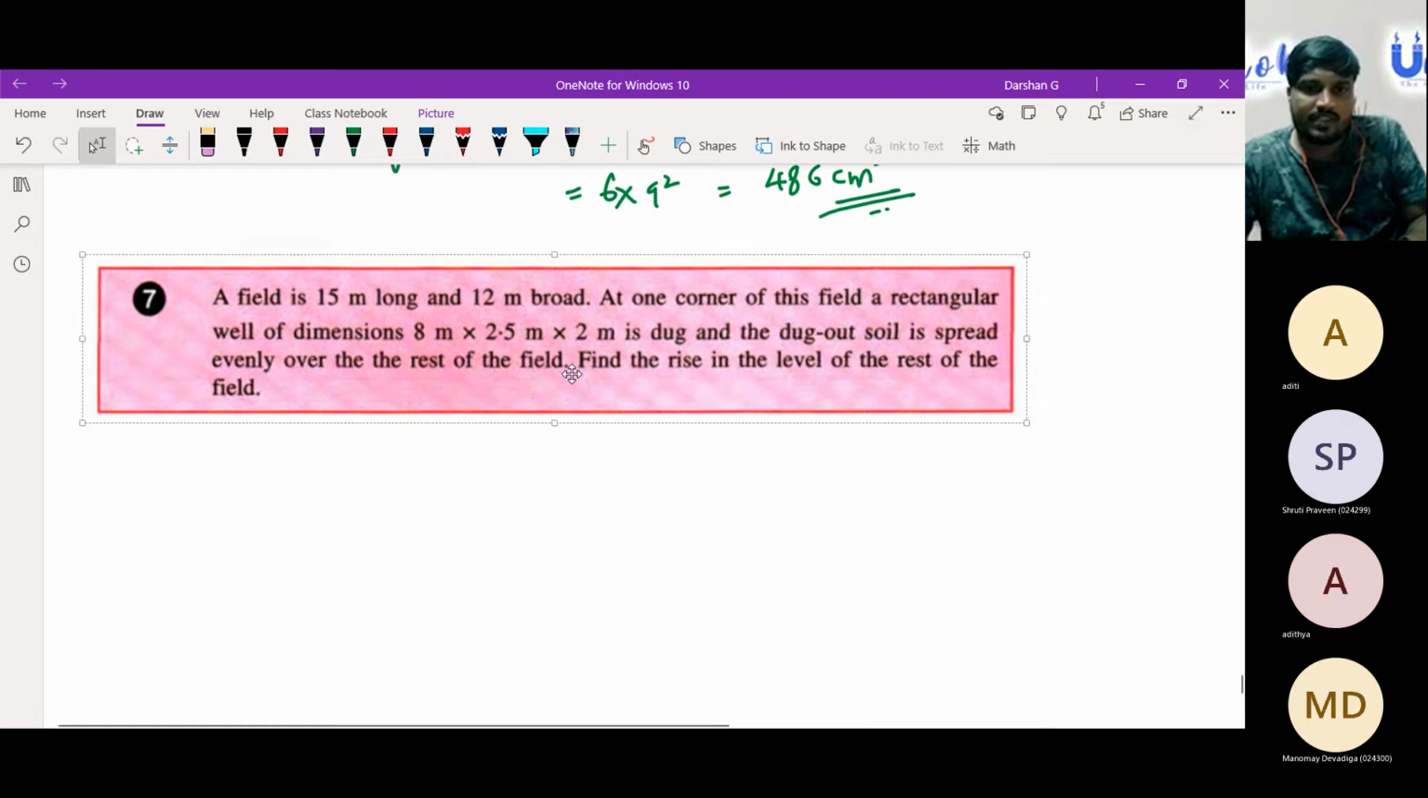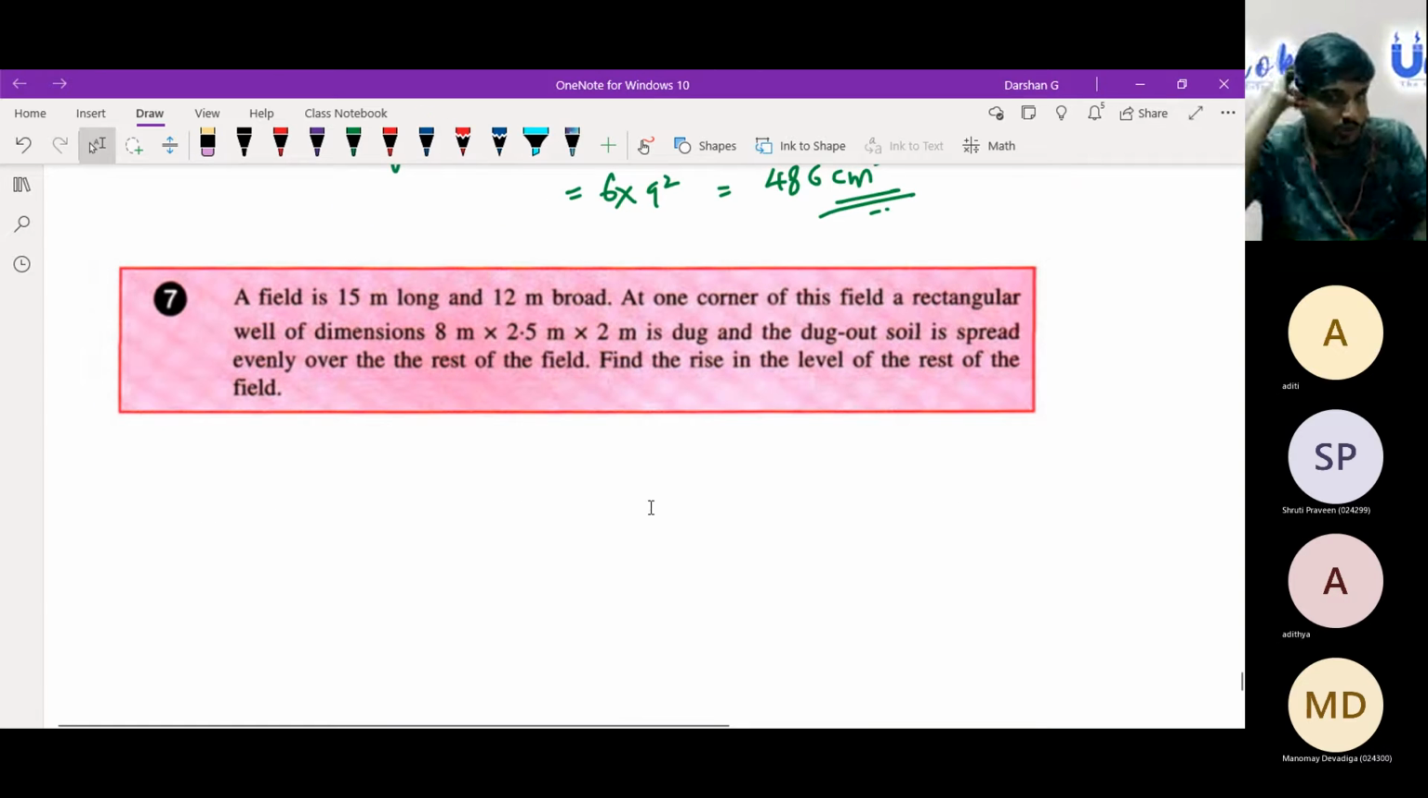A field is 15-meter long, 12-meter broad. There is a field which is 15-meter long, 12-meter broad. At one of the corners of this rectangular field, they are digging a well of dimension 2.5 meter by 2 meter. And the dug-out soil is spread evenly over the rest of the field. Find the rise in the level of the rest of the field. That's the thing you need to find.